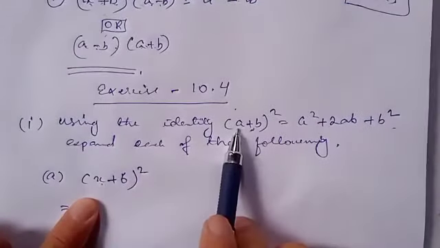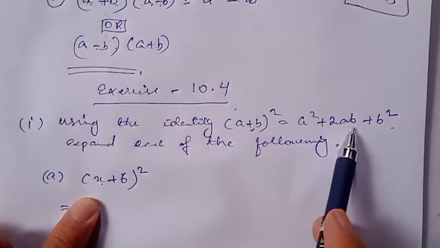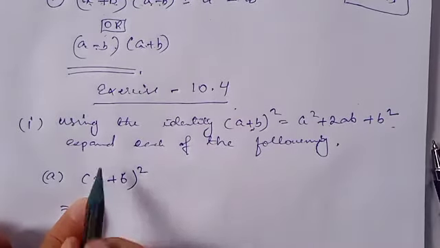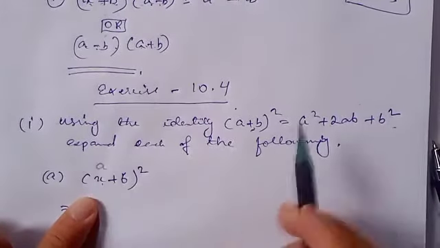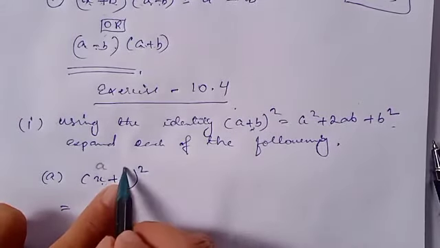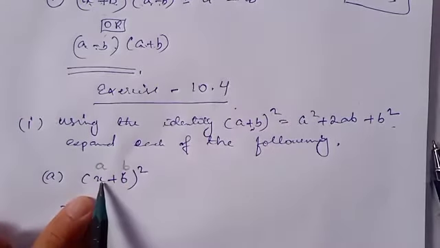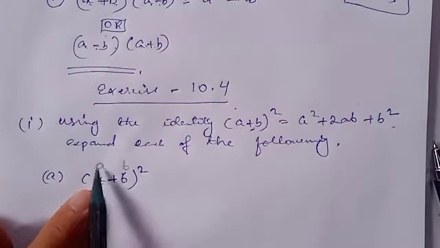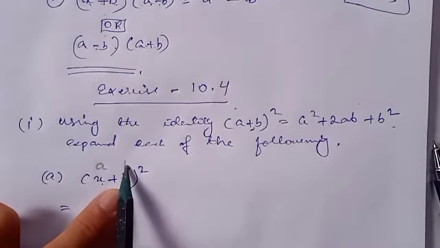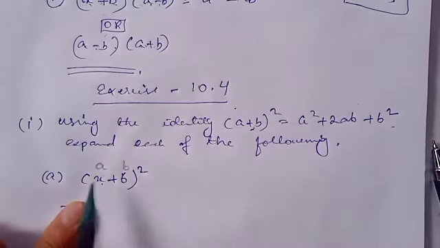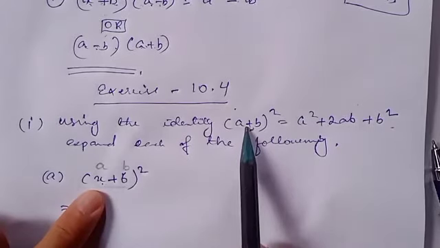Then let's solve this one by using a plus b the whole square is equal to a square plus 2ab plus b square. Here, let's take x as a, and let's take 6 as b. Just x plus 6 the whole square means a plus b the whole square by taking x as a and by taking 6 as b. Any problem here? No problem, right? We are going to solve this question by using this algebraic identity.